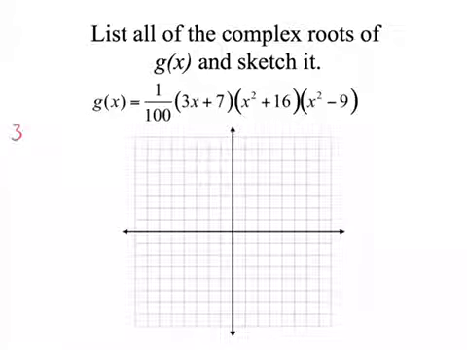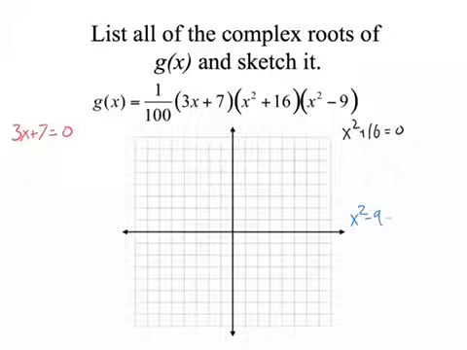So I'm going to set this equal to 0 and solve it. I'm going to set this equal to 0 and solve it. And I'm going to set this equal to 0 and solve it. Do you see how I set each factor, or each parenthesis piece, equal to 0 to solve them? Now, let's solve each of these and see what the complex roots are.